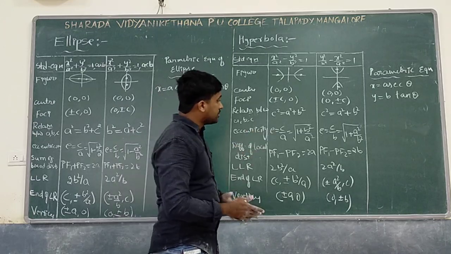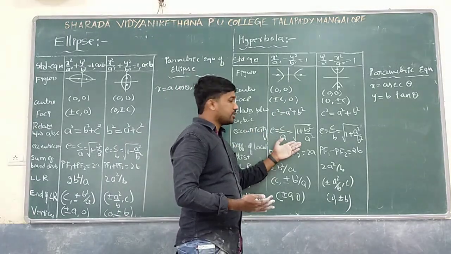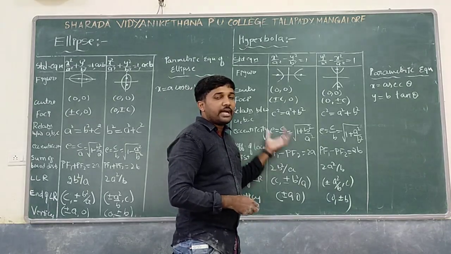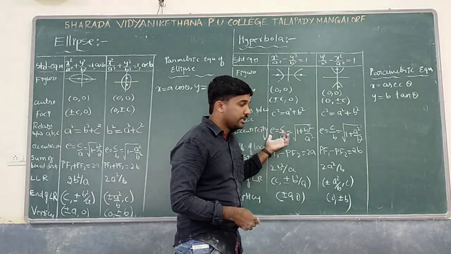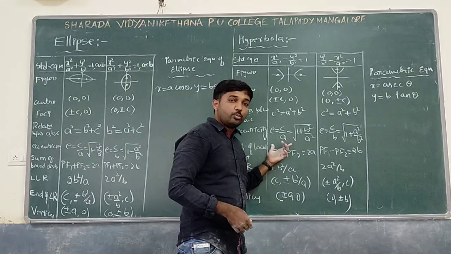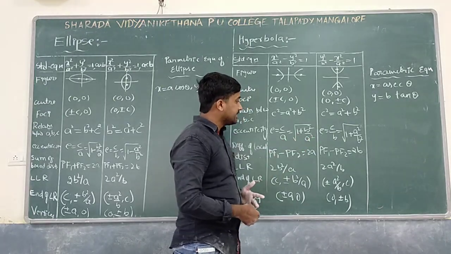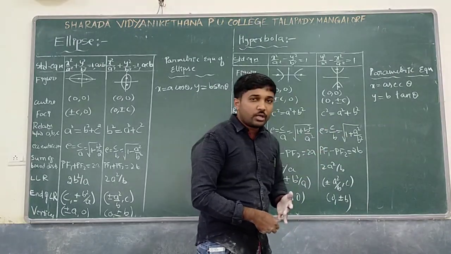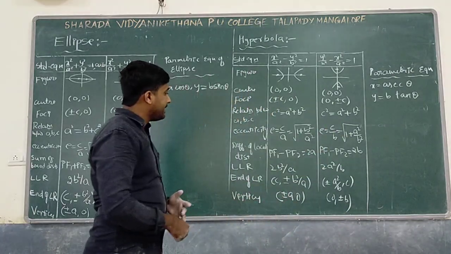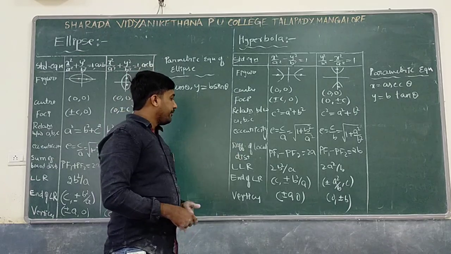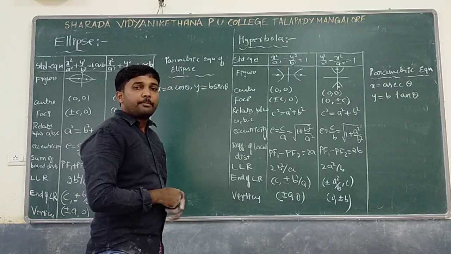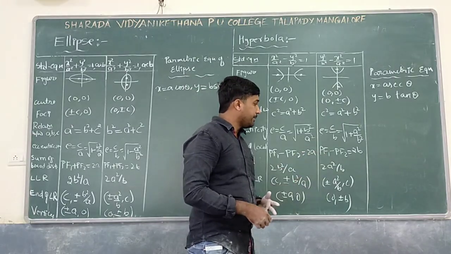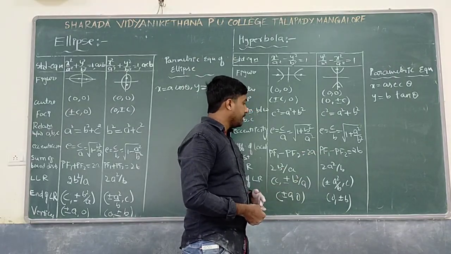Eccentricity. e is equal to c by a, or using the above relation, it is square root of 1 plus b square by a square, and this value is greater than 1. Eccentricity of a hyperbola is more than 1. In the next case, e is equal to c by b, or square root of 1 plus a square by b square. Next, difference of the focal distance. Pf1 minus Pf2 is equal to 2a. Here Pf1 minus Pf2 is equal to 2b.